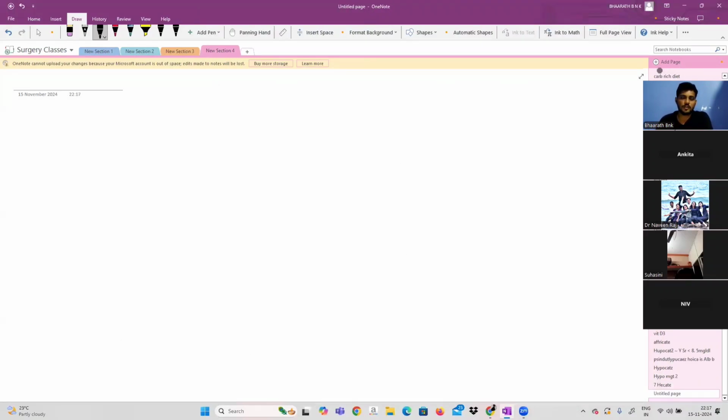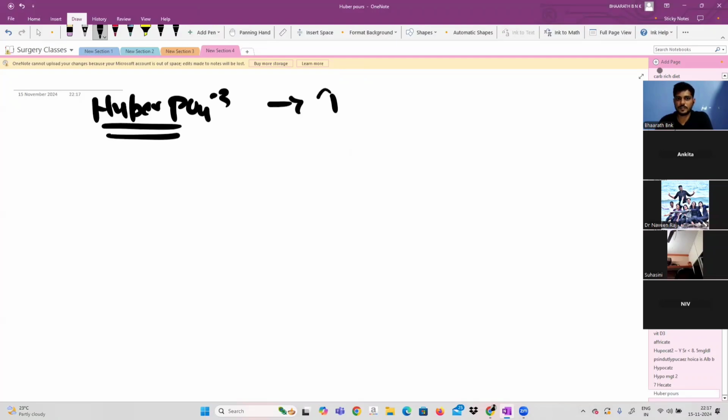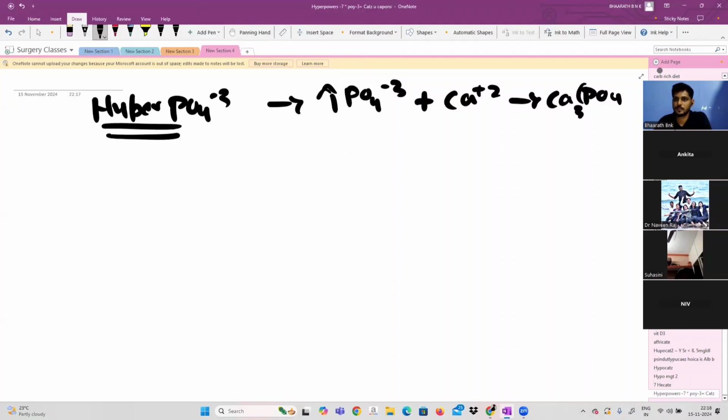Now, hyperphosphatemia. So whenever there are increased phosphate levels, because phosphate is an anion, this phosphate will combine with the calcium and this forms calcium phosphate. And this precipitates. Right? So that is why it causes hypocalcemia.